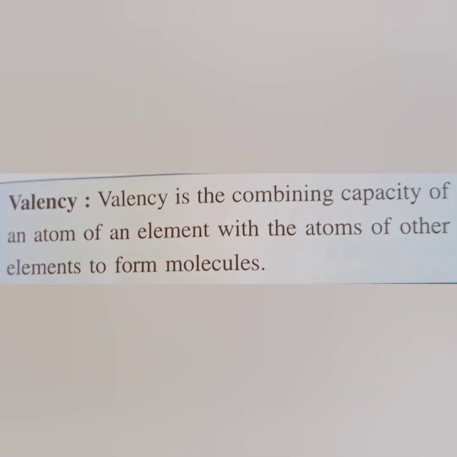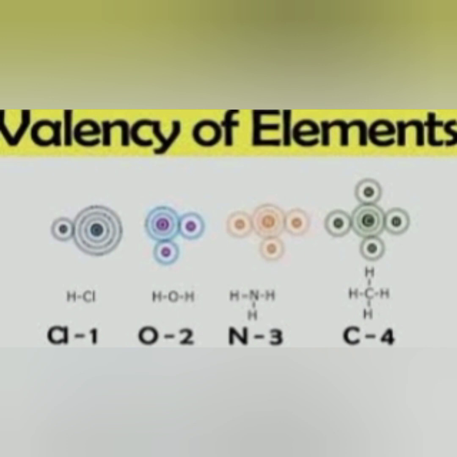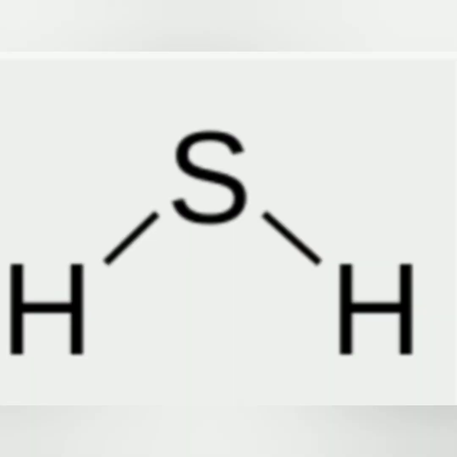Okay, valency. Valency is the combining capacity of an atom of an element with the atom of another element to form a molecule. So the valency of a radical or element is the number of hydrogen atoms it combines with or displaces. Example, in hydrogen chloride, one atom of chlorine combines with one atom of hydrogen, hence the valency of chlorine is 1. Okay, in the second example, H2S, one atom of sulfur combines with 2 atoms of hydrogen, hence the valency of sulfur is 2, and so on.